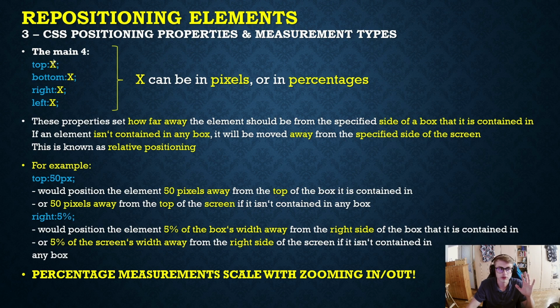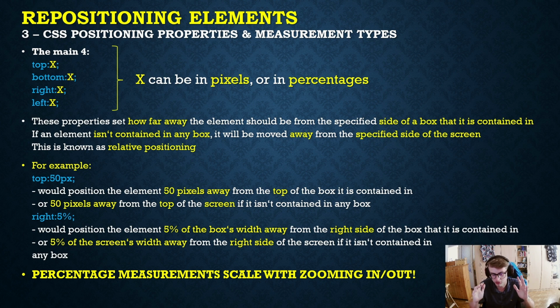Of course, you assign a value to these properties as shown by this X here, and keep note that X can be in pixels or in percentages. Now I will explain this in just a second. But first, what do these properties actually do? Well, these properties set how far away the element should be from the specified side of a box that it is contained in. Now, if an element isn't contained in any box, it will be moved away from the specified side of the screen, and this is what is known as relative positioning.